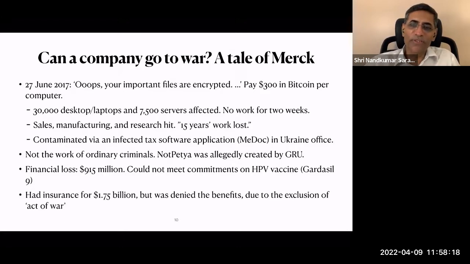And people are sitting outside the office and trying to figure out what's to be done.